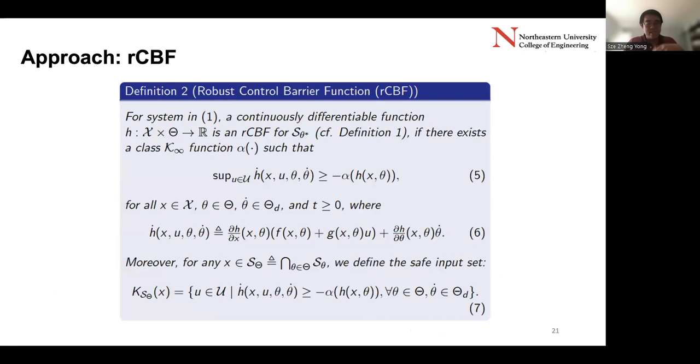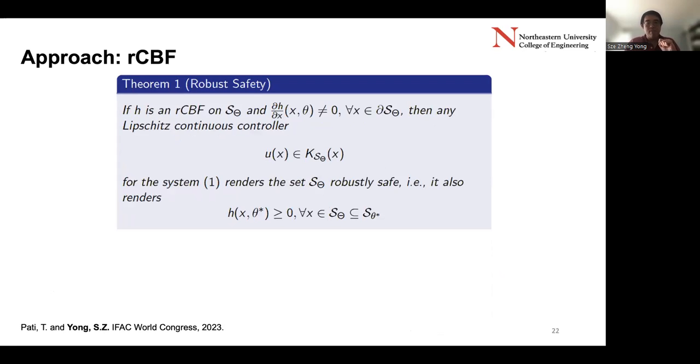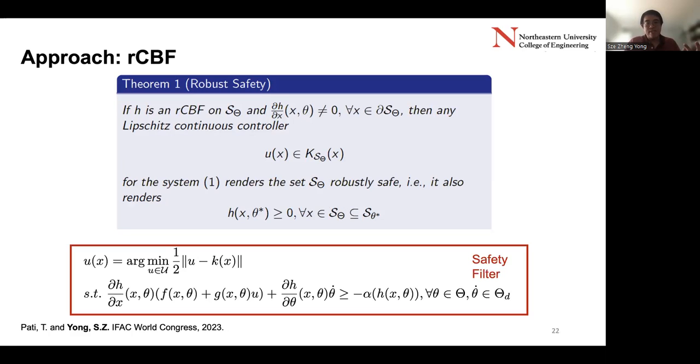So this here is just, again, a definition of what a robust control barrier function is. Essentially, to skip the details, it's just the previous CBF conditions, but now we enforce that it has to be satisfied for all possible values of theta as well as theta dot, because theta dot appears when we take the time derivative. So again, if we stay within the set that we enforce for all possible values of theta and theta dot, then we can guarantee that the system is going to be robustly safe.